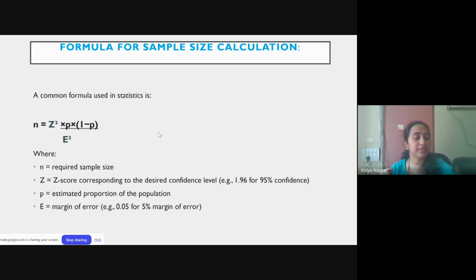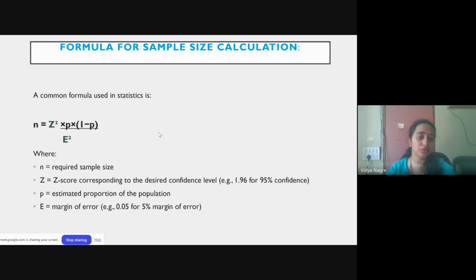So let's say this particular formula, where n means the required sample size, Z is the Z-score corresponding to the desired confidence level, that is, your estimated accuracy confidence, say 95%, then that would be the score for that, and then you have to multiply it because it's a double of it. Then p is the estimated proportion of the population, and e is the margin of error.